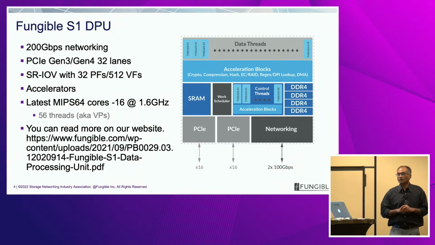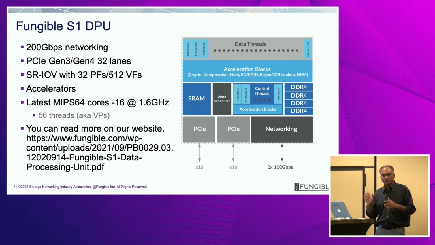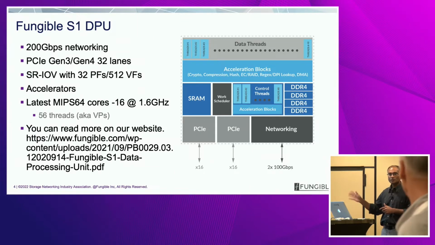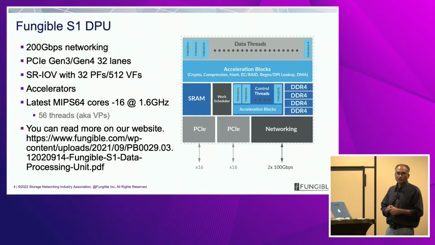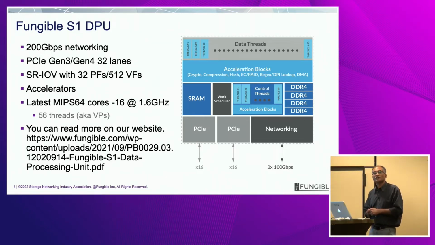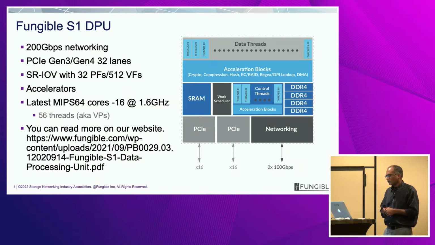I'll start with an overview of the Fungible client DPU, which we call the S1 DPU. As I said before, DPUs are purpose-built for data-centric processing. This is the client DPU that is targeted for the compute platforms, where the DPU can offload storage, networking, and security, right? We have 200 Gbps networking, PCIe Gen 3, Gen 4 with 32 lanes, and SR-IOV we support for IO virtualization. We support up to 32 physical functions and 512 virtual functions.